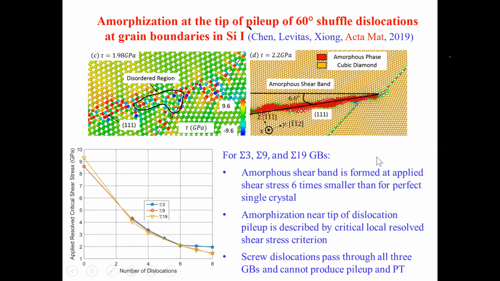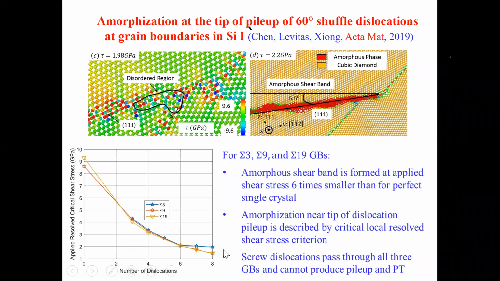We have also some confirmation from molecular dynamics. Here there is a dislocation pileup. It's not shown, it's quite long, against 3 different grain boundaries in silicon and 60-degree shuffle dislocations. And for all grain boundaries, we obtain the same curve, shear stress necessary for amorphization versus number of dislocations. And you see that, for example, 8 dislocations can reduce shear stress from 9 GPa to 1.5. And of course, we can apply more dislocations.